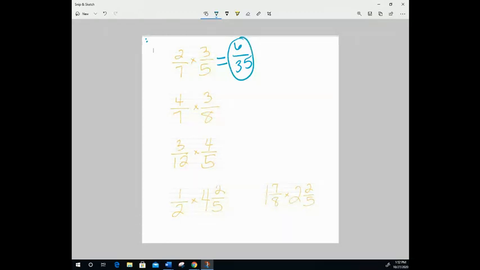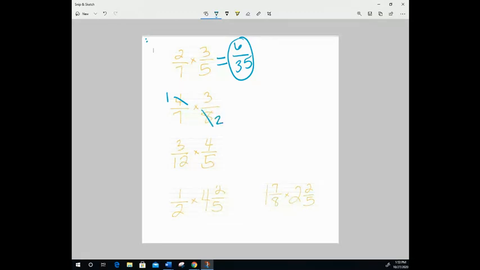For our next problem, we have 4 sevenths times 3 eighths. So I don't have any mixed numbers, so I can skip that first step. Next, I'm looking to see if there's any numerator and denominator that I could simplify. I can't do 4 and 7. I can't do 3 and 8. I can't do 3 and 7. However, I could do this 4 and this 8. That's a numerator, that's a denominator. So 4 can go into 4 once, and 4 can go into 8 2 times.